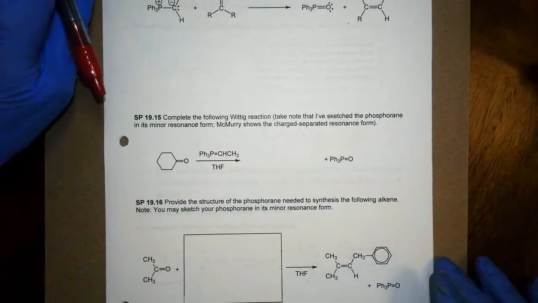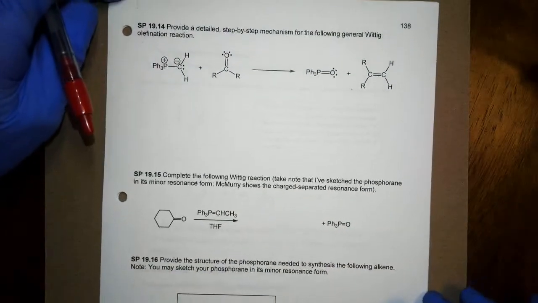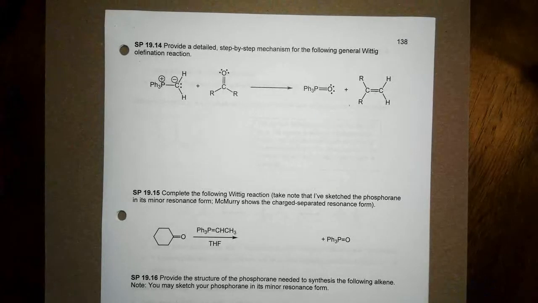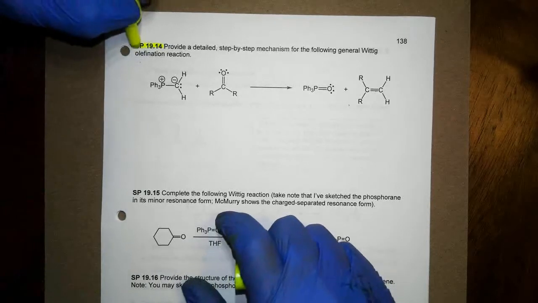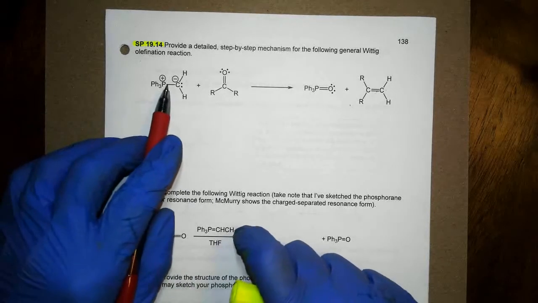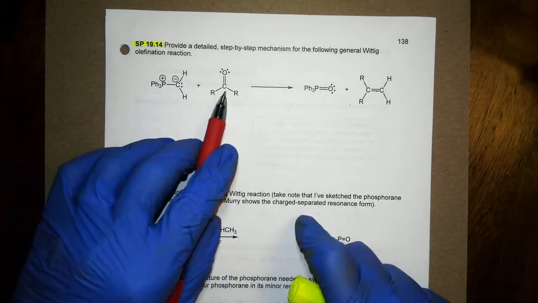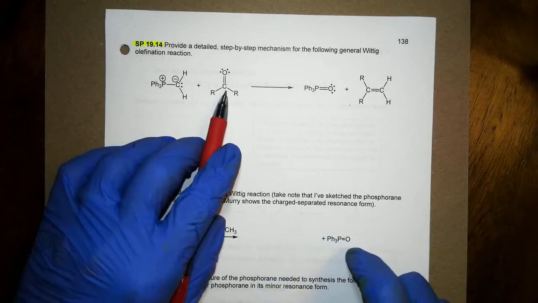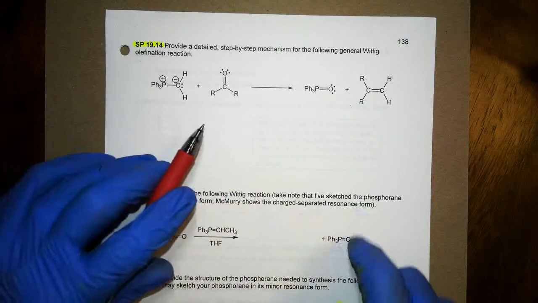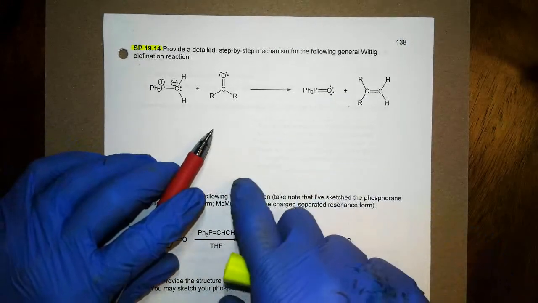What we have here on top of page 138 is a system set up for understanding how the Wittig reaction works. So it says provide a detailed step-by-step mechanism for the following general Wittig olefination reaction. So we're going to take this Wittig reagent on the left, this generic ketone, and this could have been an aldehyde, to show how we produce this alkene and how we also get the triphenylphosphine oxide as a byproduct.